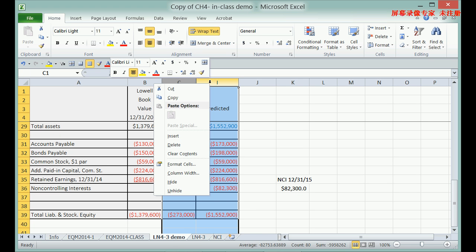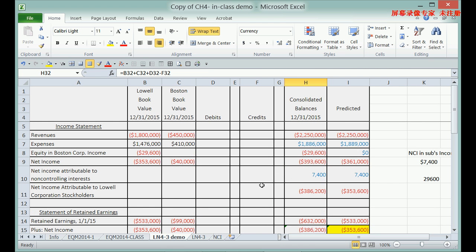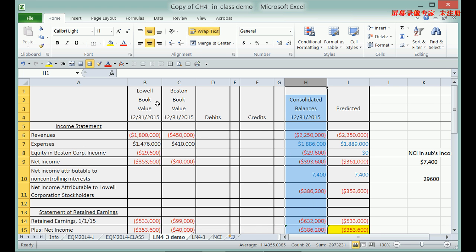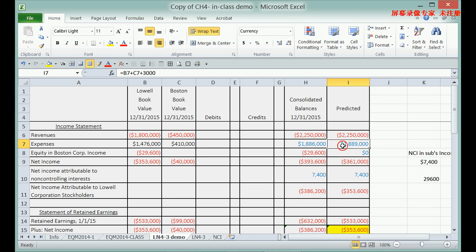Now let's do the worksheet. So again, the worksheet has the debits and credits, and the consolidated balances should be the P plus S plus debit minus credit. So I already put in the formula in the sheet. This consolidated balance now, without adjustment, is simply adding up these two columns. Sometimes they are not the same as our prediction. That's when we need to adjust.